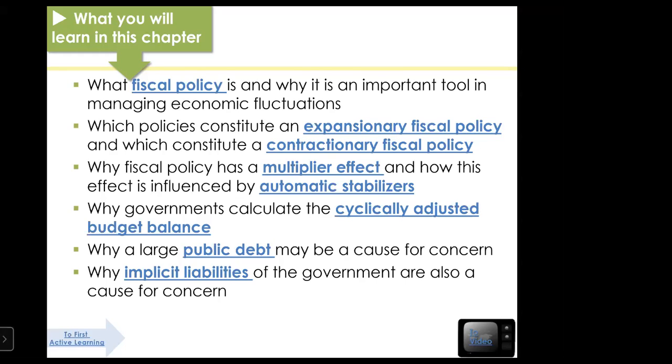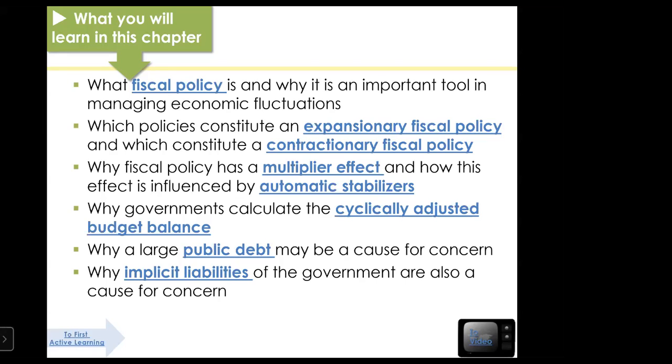We will also study why the government calculates the cyclically adjusted budget balance. It has something to do with the business cycle. And then the last part, we're going to look at public debt, including the implicit liability that the government is supposed to pay. An example of implicit liability is long-term social security, the social security the government has promised to offer to its citizens in the future. That's a kind of liability that can increase the burden of public debt. So this is the roadmap of this chapter.